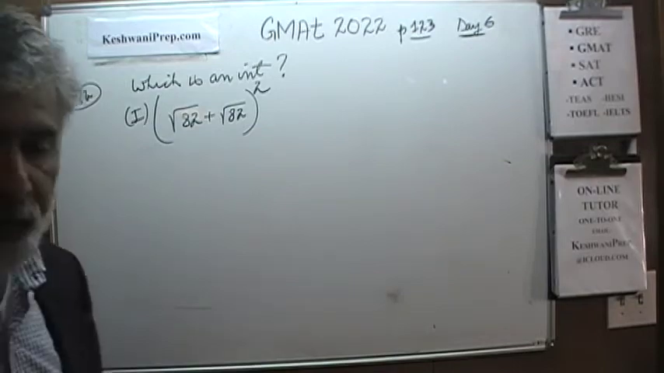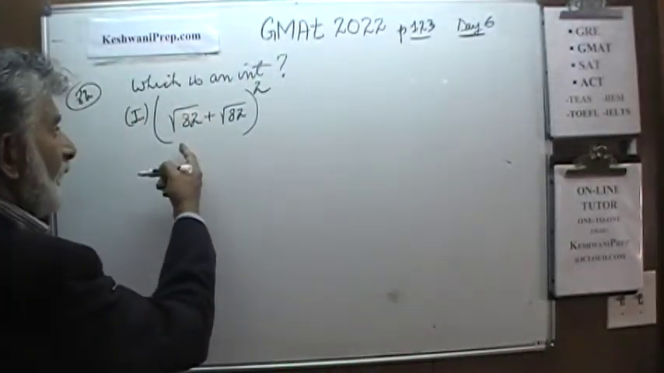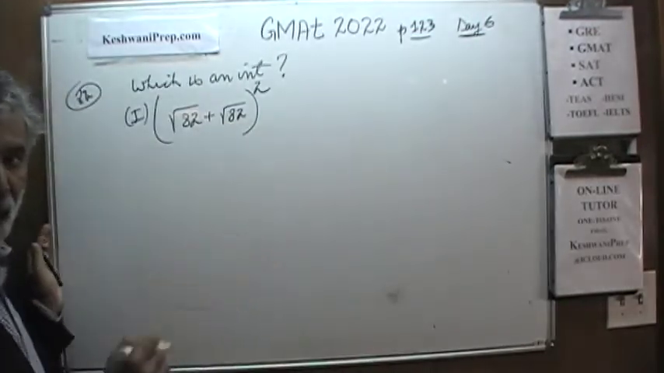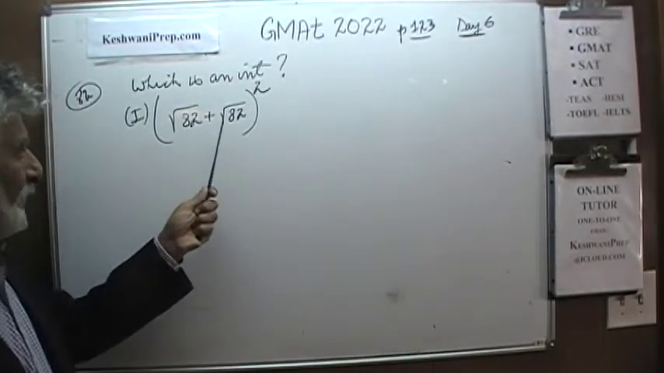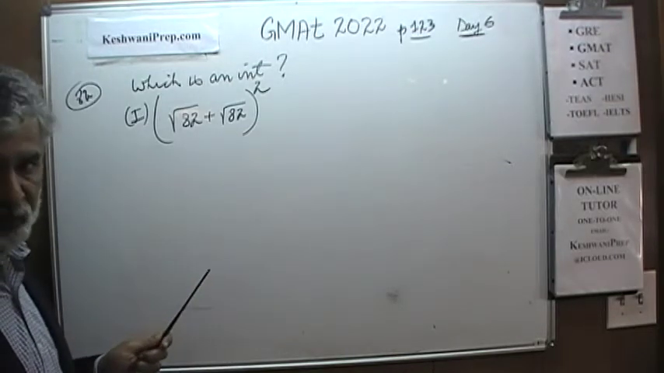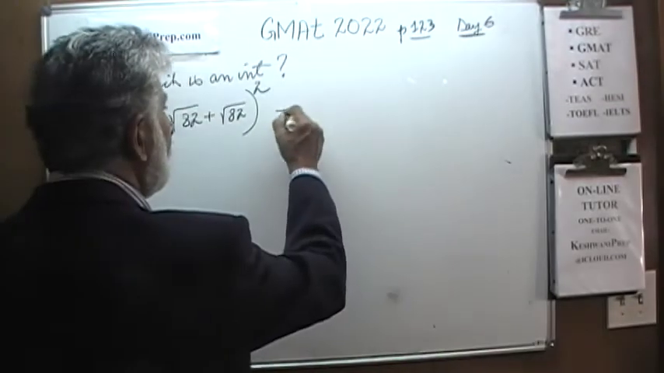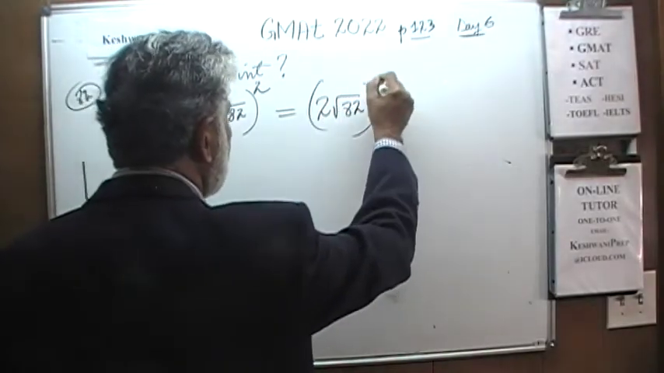And what they are hoping here, the people who write the exam, is that somebody will sit there and look at it as a plus b whole squared, and try to open the whole thing. Don't do that, because we have the same quantity. It's not a plus b. A plus b means they have two different quantities. These are the same quantity, which means it's just a plus a. It's just 2 times a. It is simply 2 times root 82 whole squared.